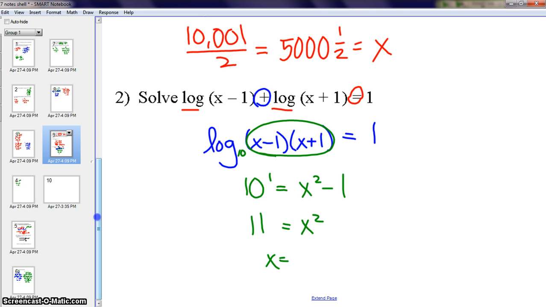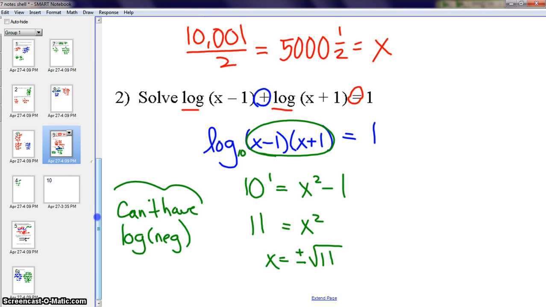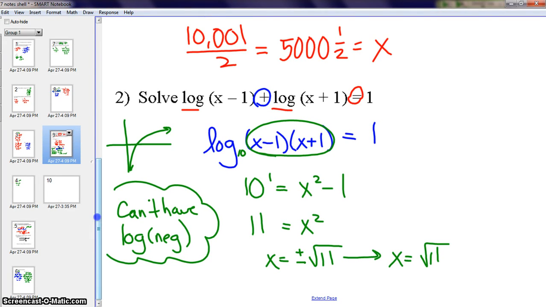So x, I would normally say positive and negative radical 11, but when we're dealing with logarithms, we can't have log of a negative. It's not defined. And so for that reason, I need to think about my domain, right? The log function just looks like this. It's only defined on the right half of the coordinate plane. And so I would drop that negative solution. Because if I were to plug negative radical 11 in, say right here, that's going to end up being a negative number. And I can't have that.